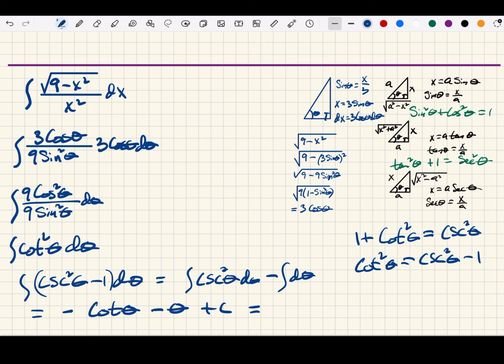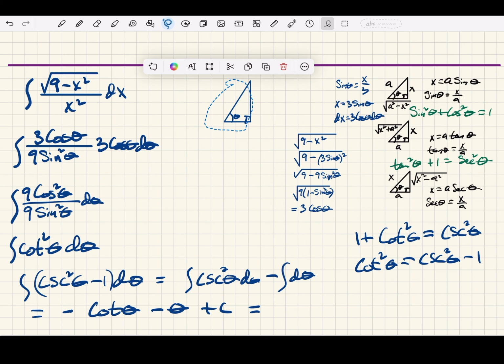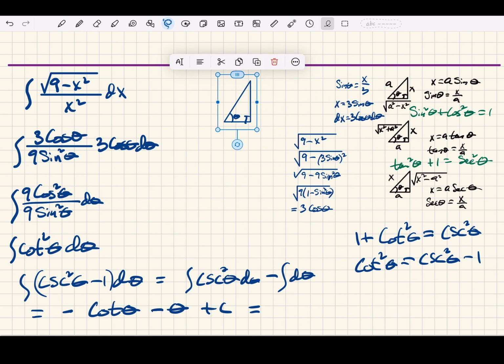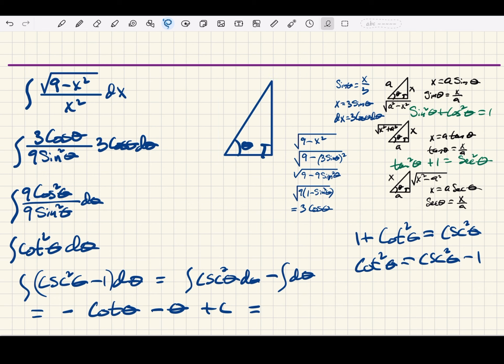Okay, so here's what we have. I'm gonna bring this out here and make it bigger and draw on it. Okay, so here's what I know. I know that the sine is x over 3. So that means x is here and 3 is here. And that means that over here is the square root of 9 minus x squared.